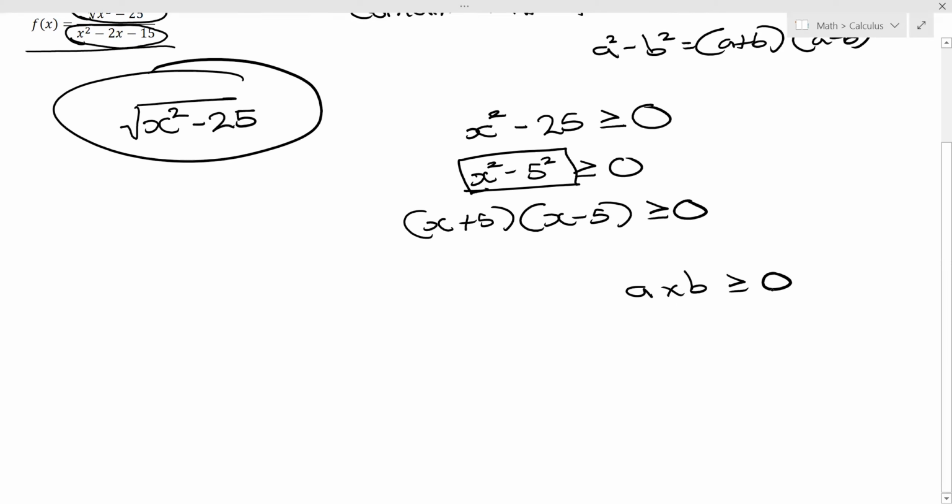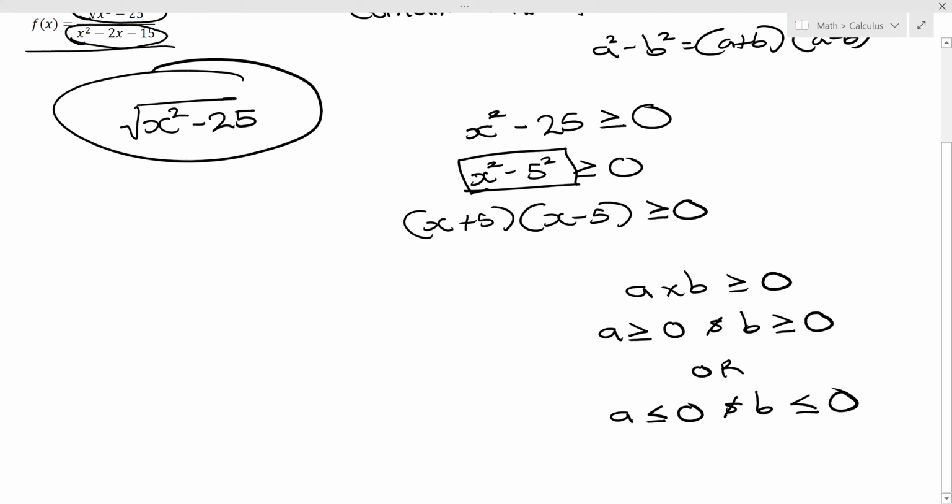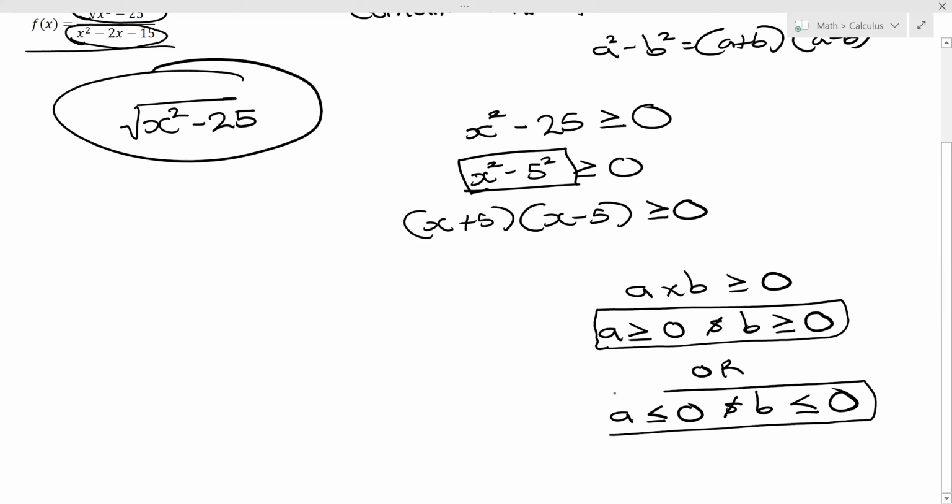For this to be true, it's either a is greater than or equal to 0 and b is greater than or equal to 0, or a is less than or equal to 0 and b is less than or equal to 0. So both of them should be greater than or equal to 0, or both of them should be less than or equal to 0, for the product of the two of them to be greater than or equal to 0.